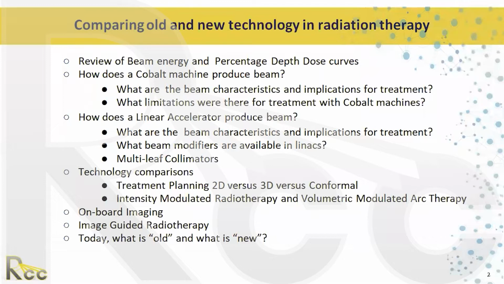We're going to start and focus mainly on beam energy and percent depth dose. What does energy have to do with dose at depth in a patient? We'll look at a Cobalt machine, and then we'll look at a linear accelerator and explain the differences between the two. We'll also see the advances in technology from treatment planning, from 2D to 3D to conformal.